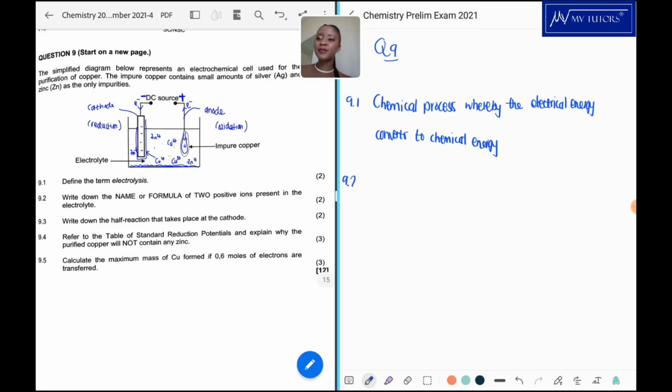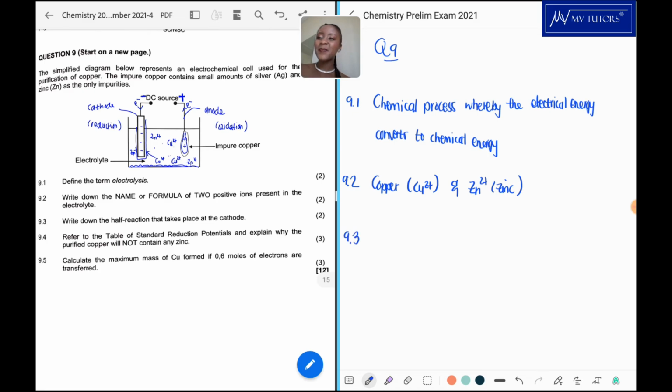And then 9.2, write down the name or formula of two positive ions present in the electrolyte. Remember, I told you that silver will actually just settle at the bottom. It'll become a sludge, and therefore you remain with copper in the electrolyte, and zinc. So those are your two formulas for the positive ions present in the electrolyte.